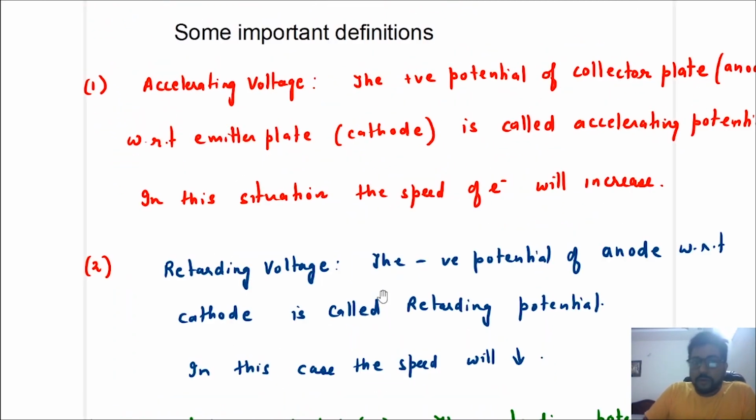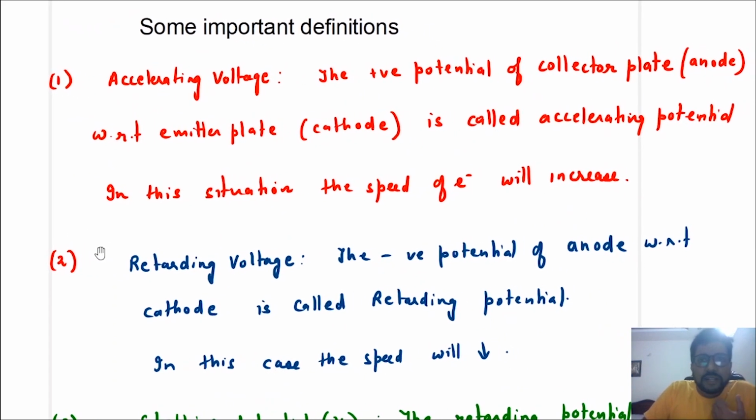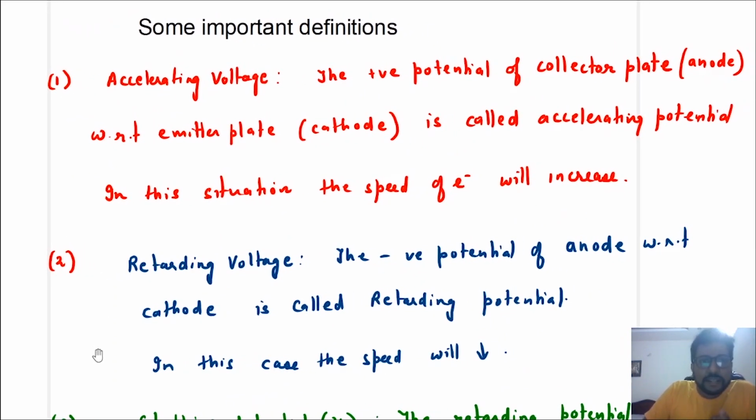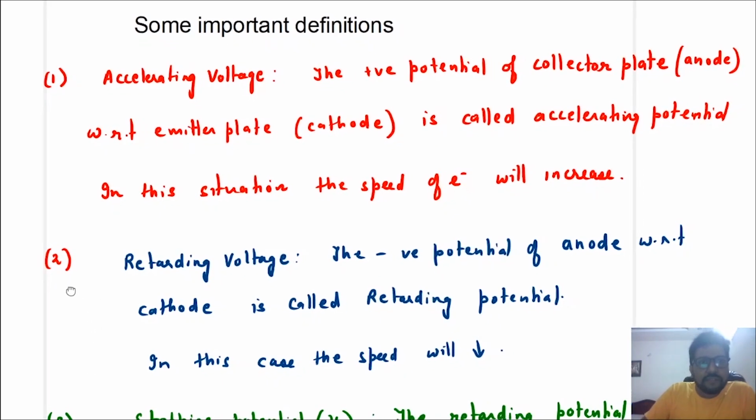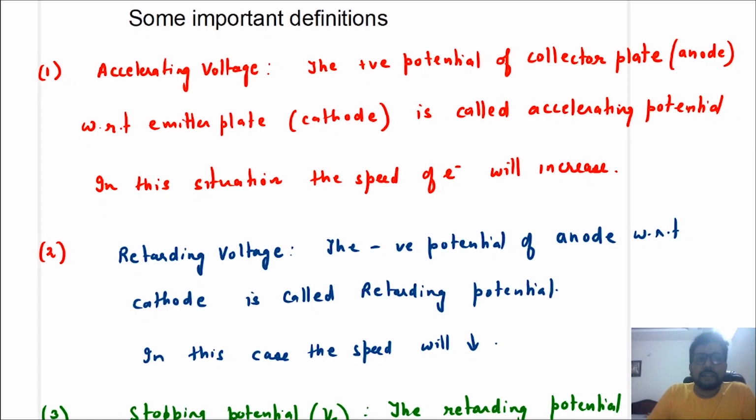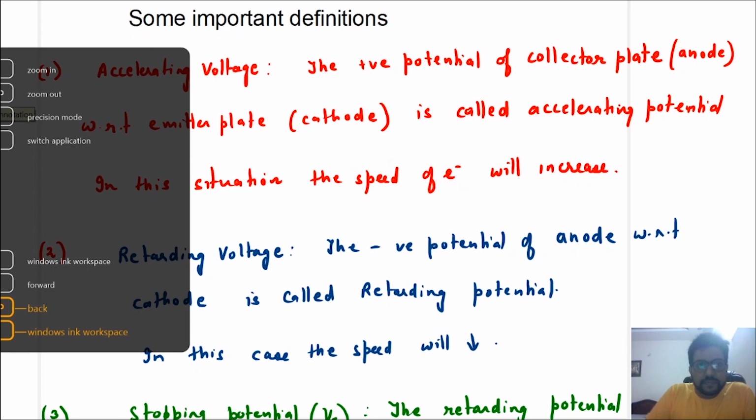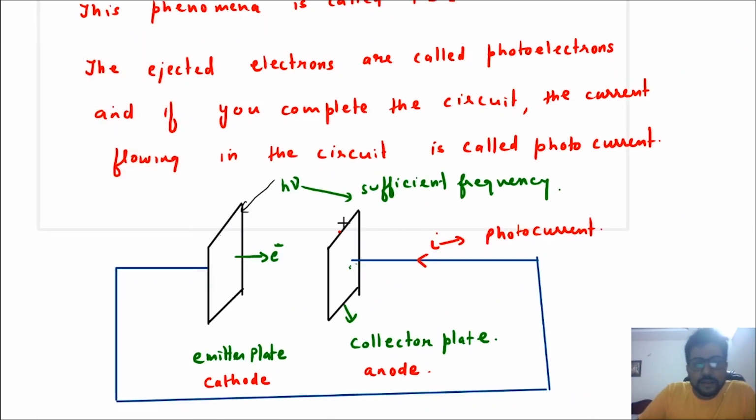Now for going into the details of the photoelectric effect, we must first understand some definitions. So the first definition is accelerating voltage. Now what is accelerating voltage? If you want to accelerate this electron which has been ejected from this metal, what you have to do is give it a force, right? So to give it a force, there has to be some electric field.